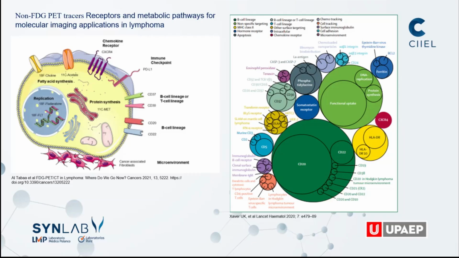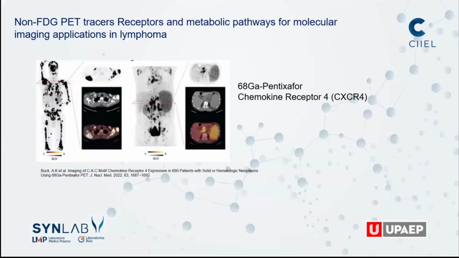This is a field in development, and one of the most promising new radiotracers is the Pentixafor that targets the chemokine receptor 4. The chemokine receptor 4 is involved in the spread of cancer cells and in the communication between cells.